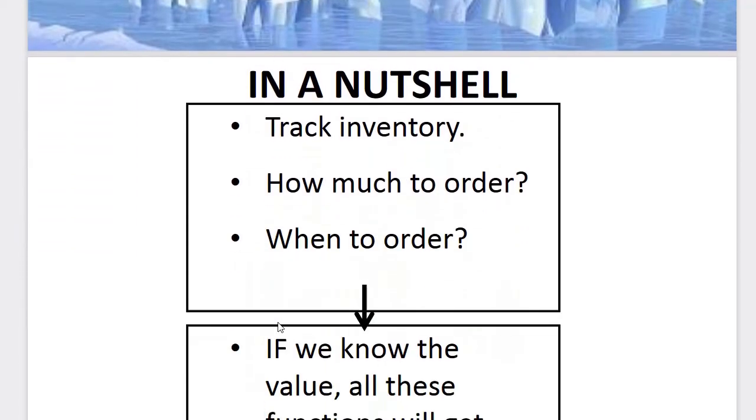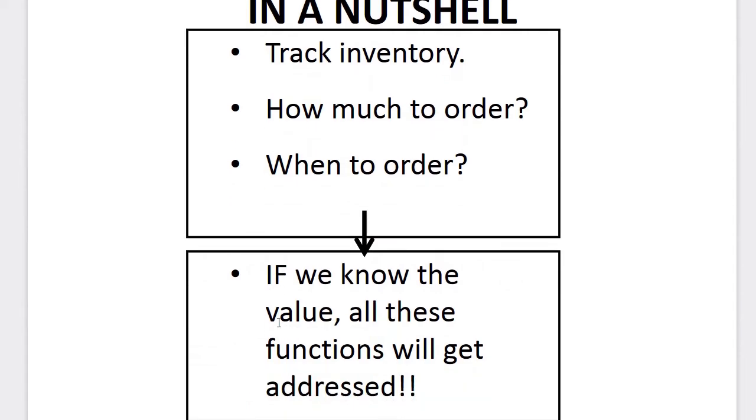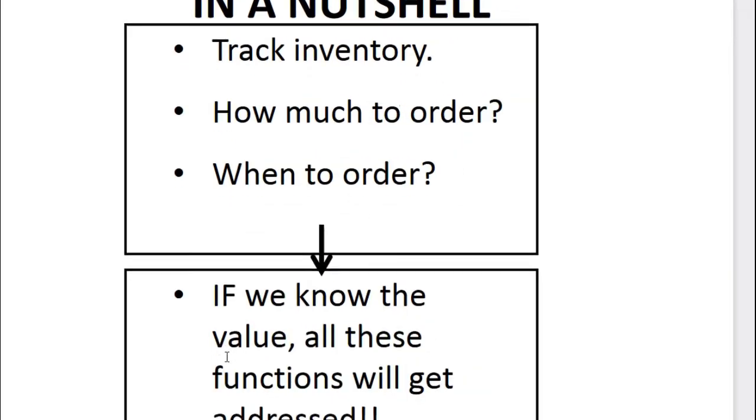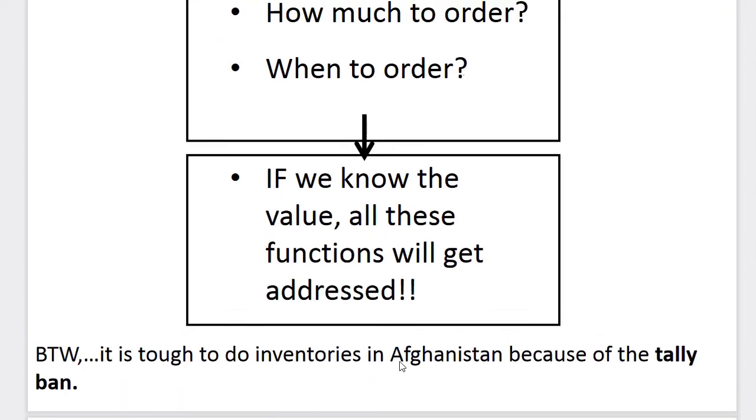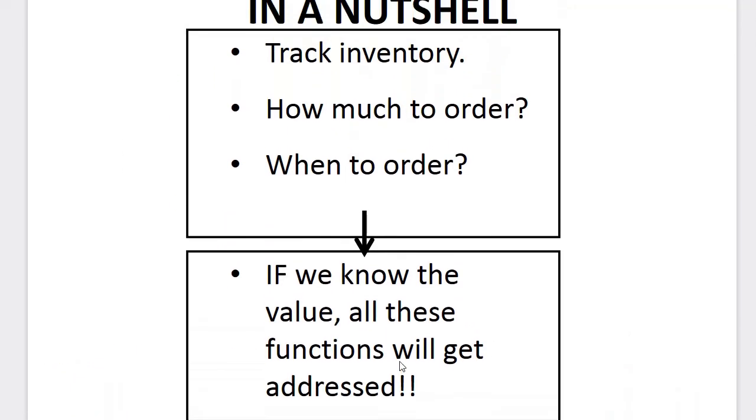So in a nutshell, we track inventory, how much to order, when to order, and then if we know the value, all these functions will get addressed. So it's really hard. Sometimes it's even harder in other countries because of terrorism. Okay, so we have part two, the systems and methods of inventory management.